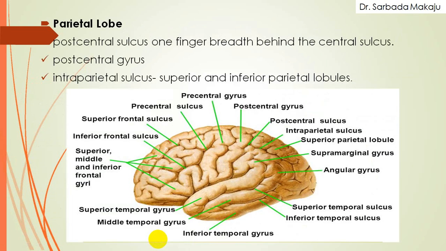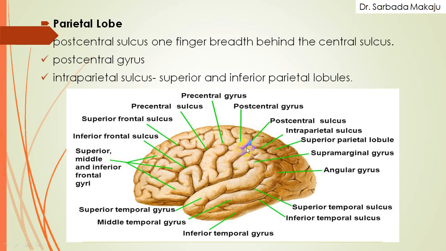Now in the parietal lobe, there is a sulcus which is known as the postcentral sulcus, which is present just behind the central sulcus. In between them, there is a gyrus. This gyrus is known as the postcentral gyrus.